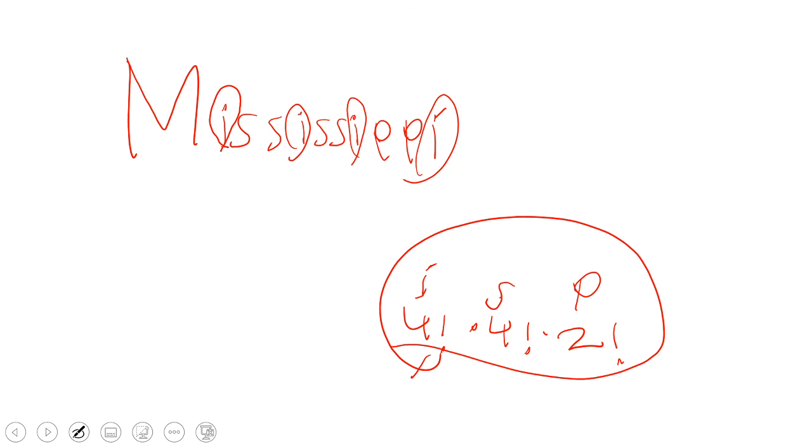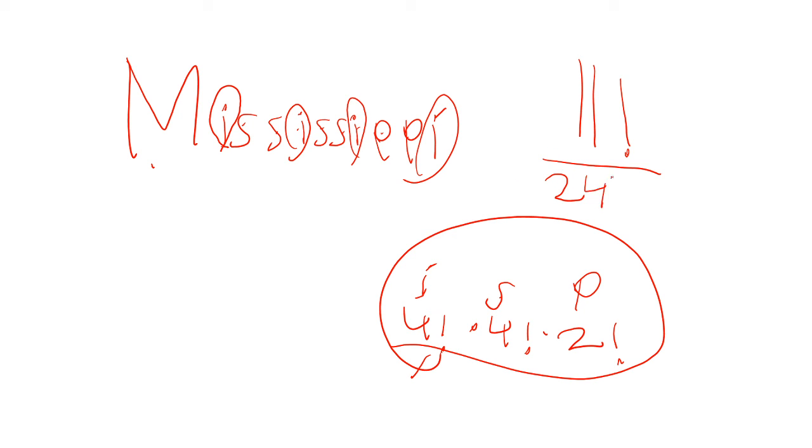So first step, we count the number of letters. 1, 2, 3, 4. So 11. 11 factorial, and we divide it by 4 factorial times 4 factorial times 2 factorial. And that's our answer.